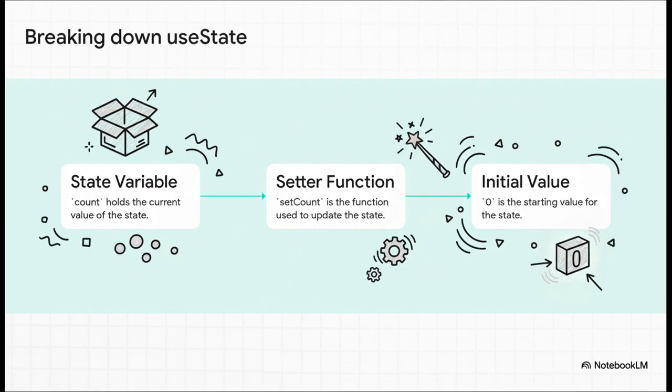But trust me, once we break it down, you'll see how elegant and powerful it really is. Okay, let's pull this line apart. It's basically three key pieces. One, the state variable itself. In this case, it's count, and it holds the current value of our state. Two, the setter function. We're calling it setCount, and this is the only way you should ever update the count value. Don't just try to assign a new value to it. And three, the initial value. That 0 inside the parentheses, that's what count will be the very first time the component renders.